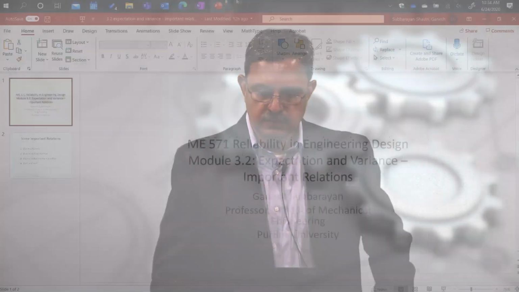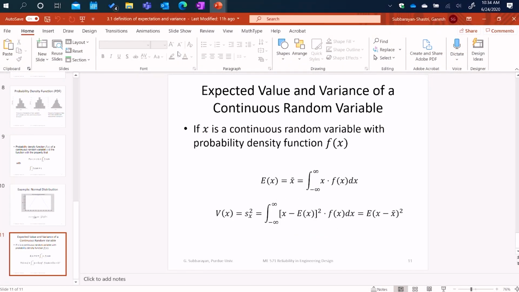In module 3.1, we defined expectation and variance, and we ended with an expression that we see here. Expected value of x, denoted by x bar, is the integral of x multiplied by the probability density function f of x, integrated between the limits of minus infinity to plus infinity. X can take on any value between minus infinity and plus infinity.